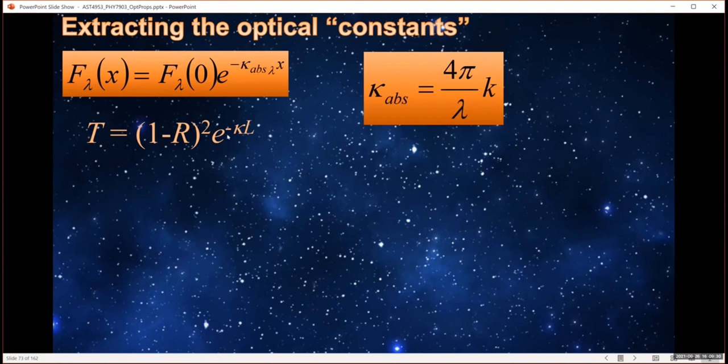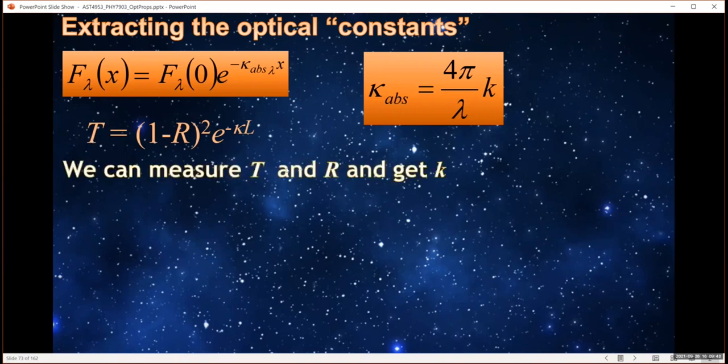And from those, the only unknown would be this kappa, which is the same as this kappa here. This is the absorption coefficient. And so we can then calculate this by measuring the transmission and the reflection. So measure transmission, measure reflection, we get kappa and therefore k, the imaginary part of the complex refractive index.